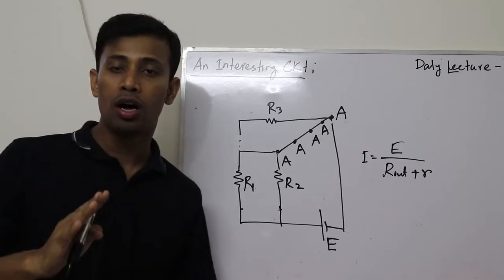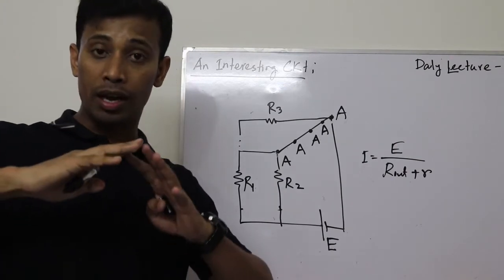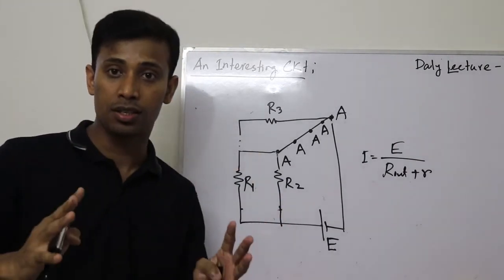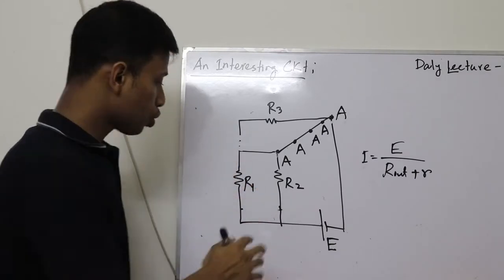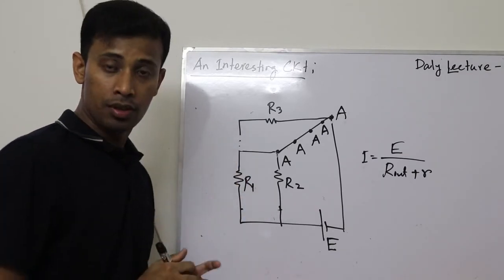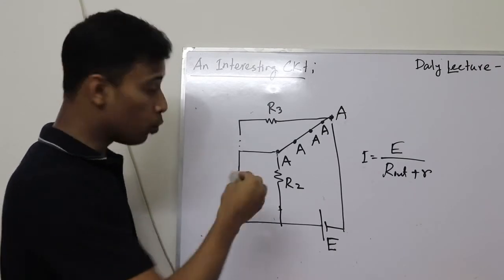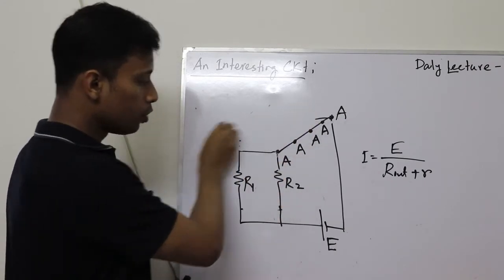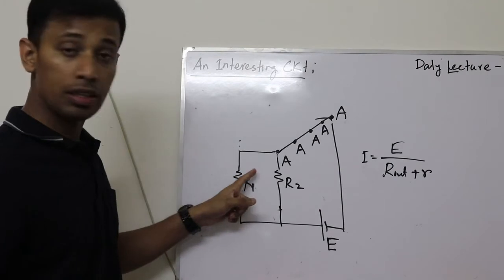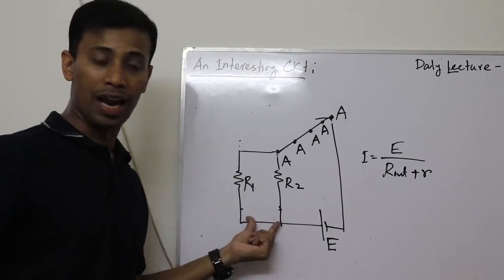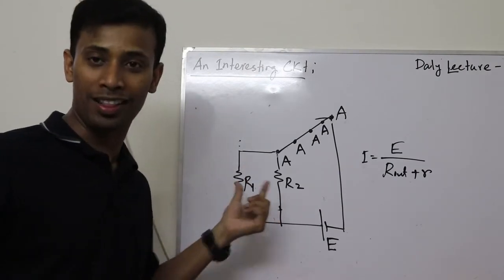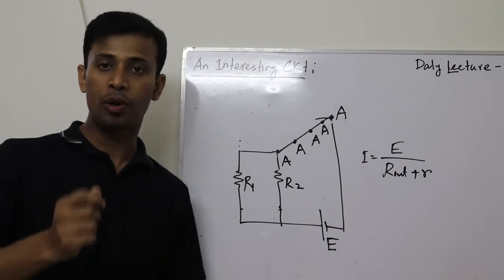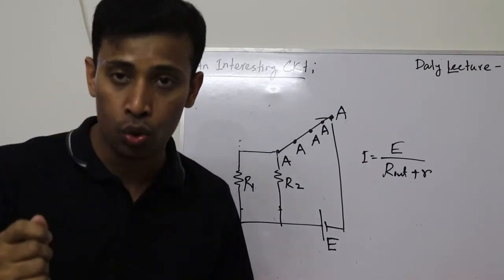There will be no presence of R3. So now as R3 is washed out, we have this circuit. These 2 are in parallel, and only these 2 are in parallel, there is nothing else. So I hope you understand what exactly a short does.